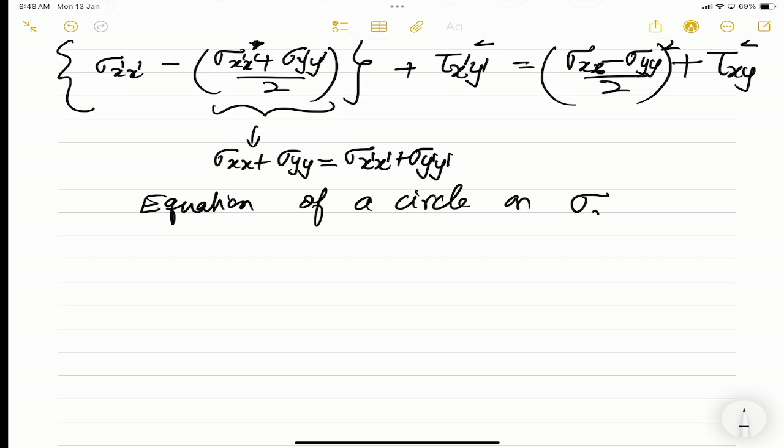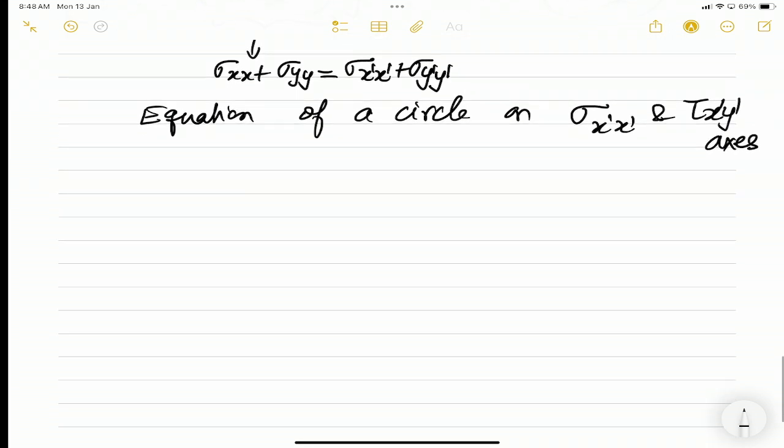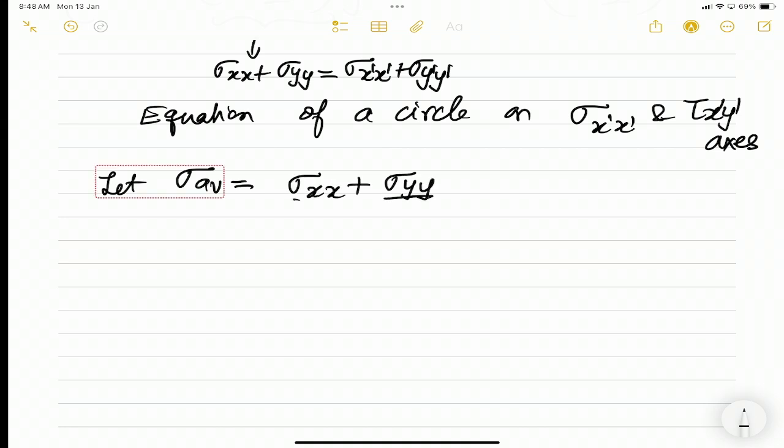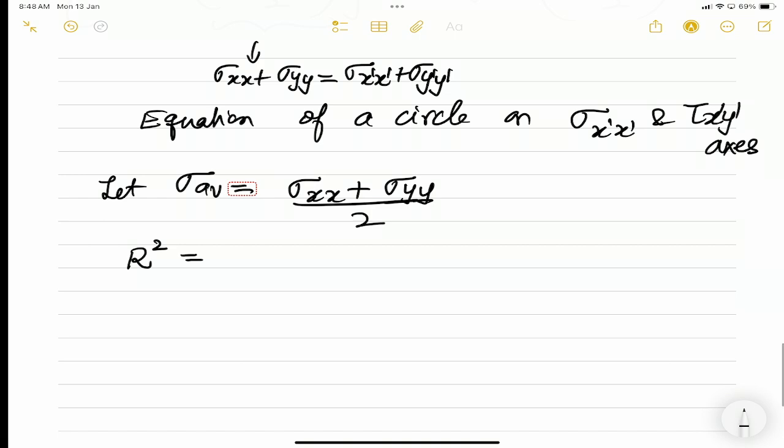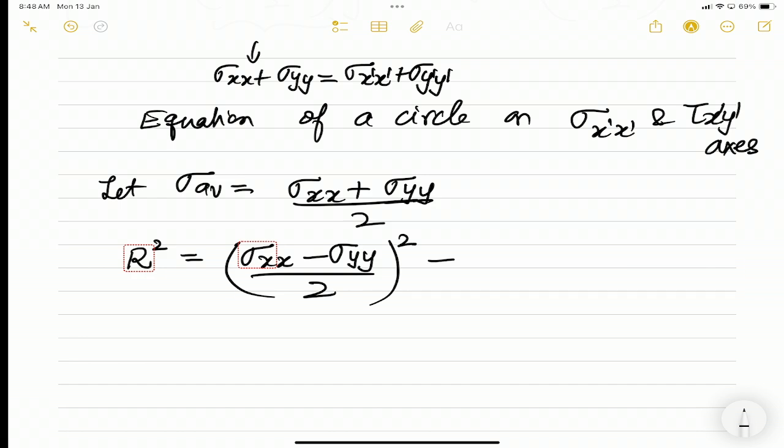On sigma x prime and tau. So what we can say is, let sigma average be equal to sigma xx plus sigma yy by 2, and let R square be equal to sigma xx minus sigma yy by 2 whole square plus tau xy square.